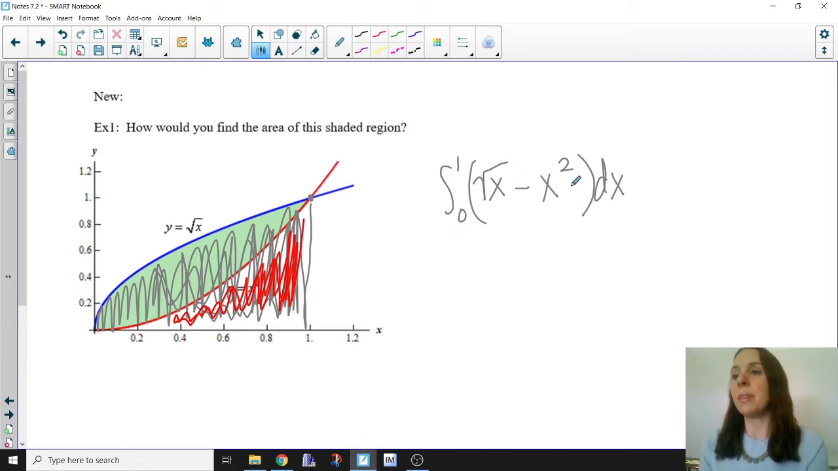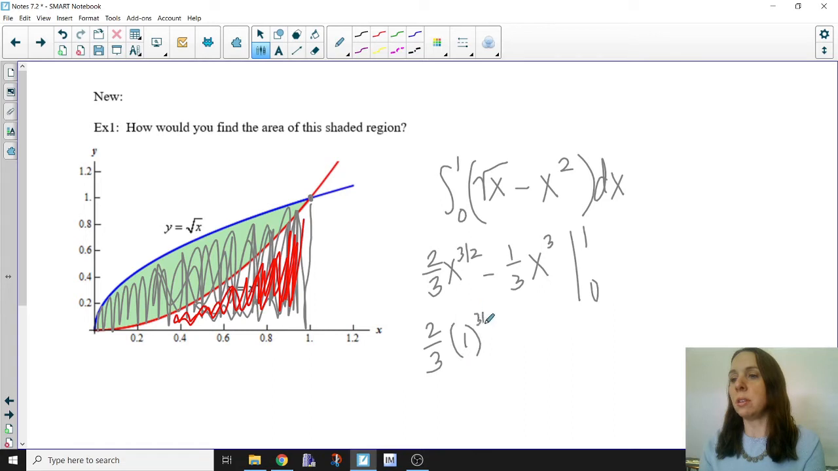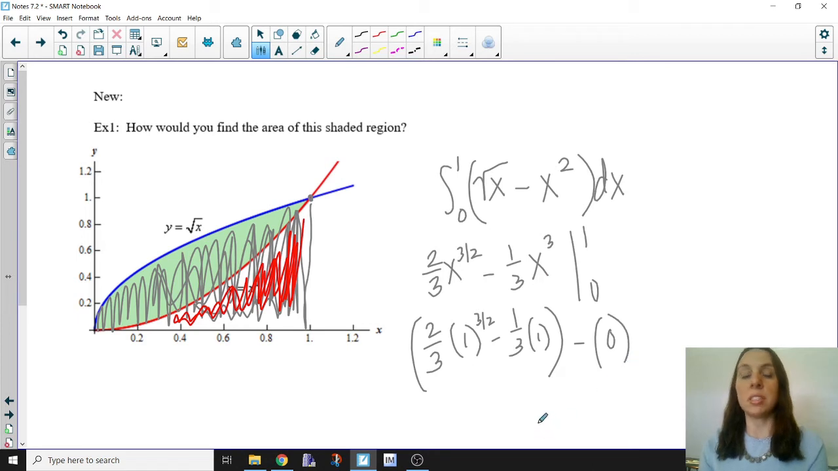Okay, and from here we can use the fundamental theorem of calculus. We could say let's add 1 to the power, flip that, so we have 2/3 x to the 3/2 power minus 1/3 x to the 3rd power over 0 to 1. 2/3 times 1 to the 3/2 minus 1/3 times 1. Okay, I'm just doing capital F of B minus capital F of A. 0 in for both of those x's. I'm just going to save myself some writing and say that's going to all end up being 0. And so what we have left here is 2/3 minus 1/3, which is 1/3. We got the answer.